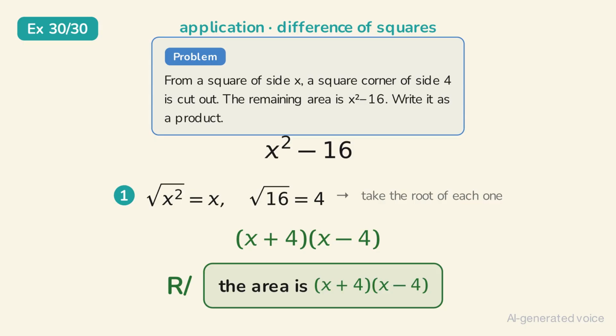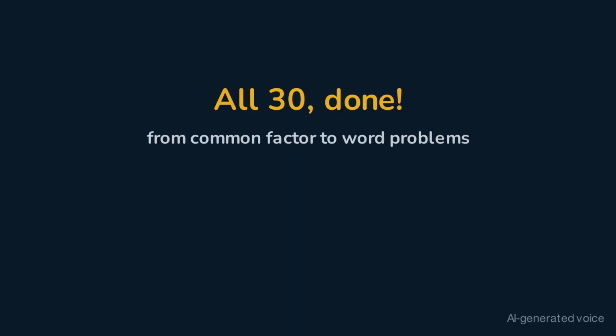And with this lovely problem, we close all 30 problems, from the simplest common factor all the way to the word problems where factoring solves something real. If you made it this far, your eye is now trained to recognize and factor almost anything.